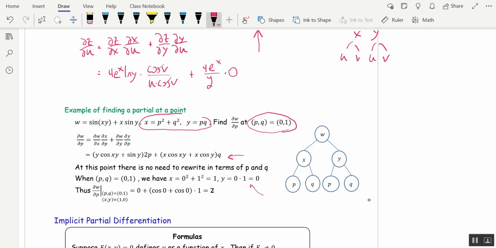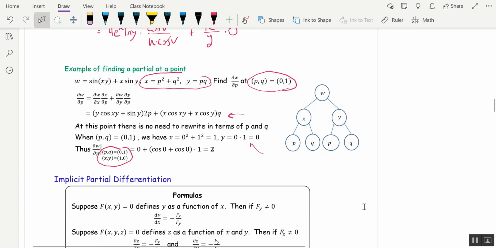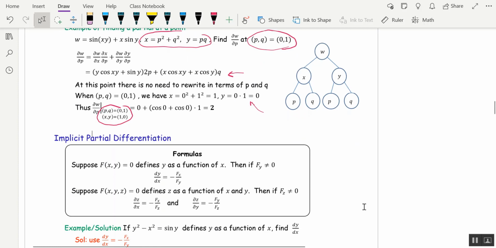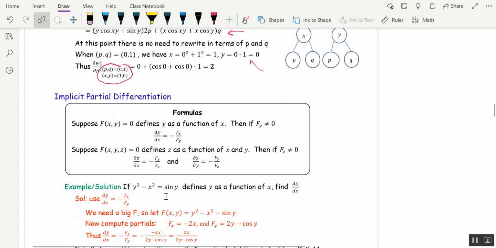That's what I did here. And then plug those 4 values in. And so it's just a little bit shorter. I mean, you could do it going all the way to p and q and then substitute, but this just saves you one step. All right, and finally, we've got implicit partial differentiation, and I've got a couple formulas for you there and 2 solved examples. All right, and that is the end of this section.